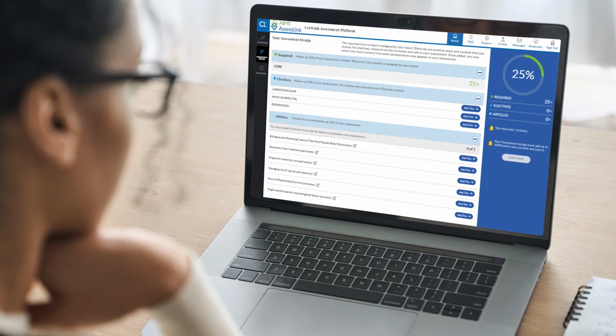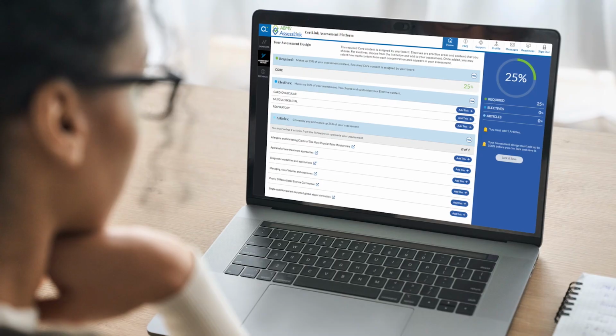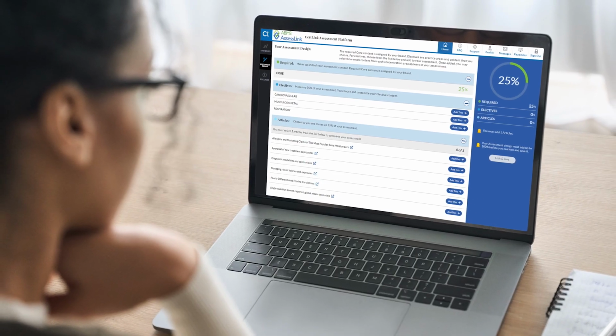It is that learning cycle component of formative assessment that's so helpful for the individual who's taking the exam. They have the opportunity to answer a question, receive immediate feedback, why an item was right, why other items were incorrect, and be referred to other resources.